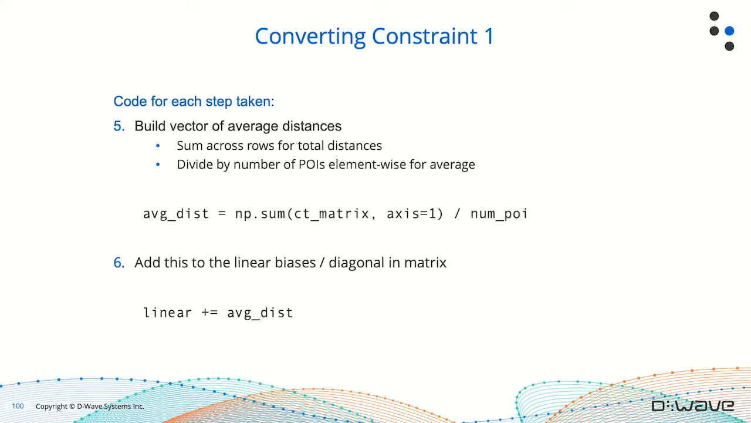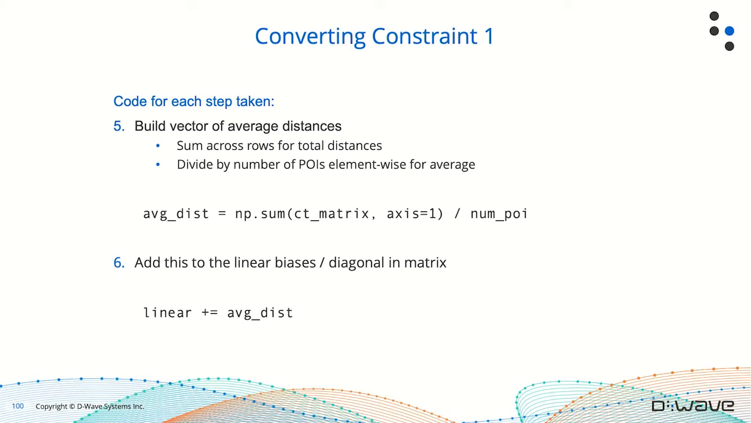All right, and then our last 2 steps. So we now have our cross-term matrix and everything, and we need to sum across the rows for the total distances, and then divide by that constant number, the number of points of interest, element-wise for an average. So you see here, I'm summing across the rows for the total distances for each charger, and then this division by num POI is going to be element-wise to give me that average distance. So this is going to be that vector where it's one column and each row is going to be the average distance from that charger to all of the points of interest. This is going to be our linear biases for that constraint.